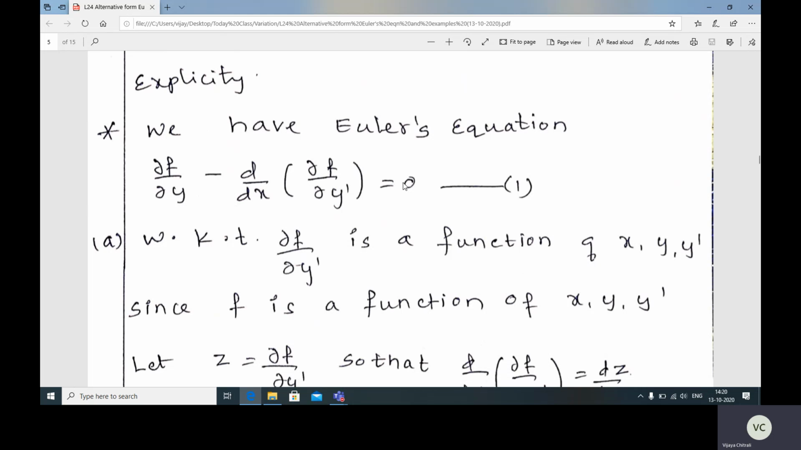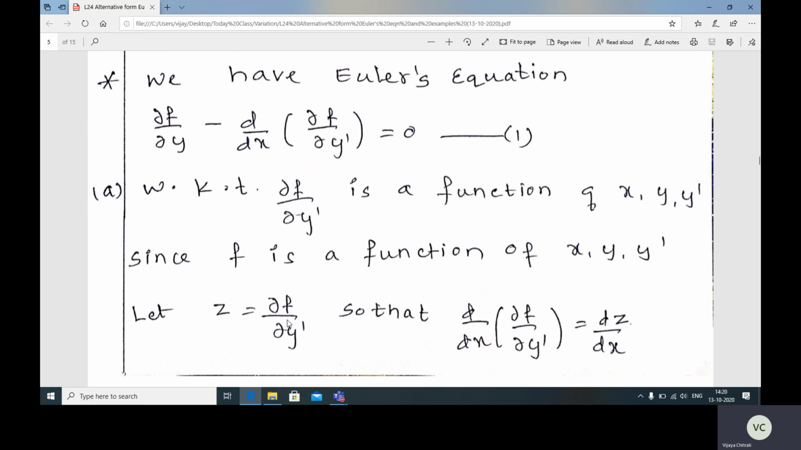Now the first one, A, we need to prove first. We know that dou f by dou y dash is a function of x, y, y dash, because f is a function of x, y, y dash. Now let us take z as dou f by dou y dash. So d by dx of dou f by dou y dash, where we have taken this as z, is d by dx of z, that is dz divided by dx.